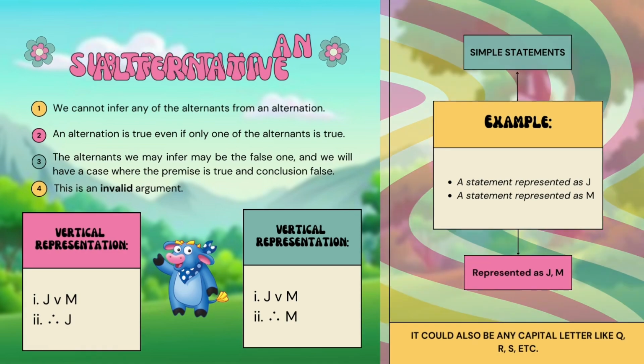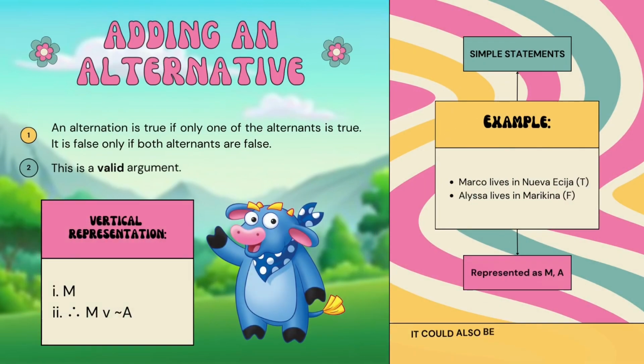Moving on, suppose you know that the statement Marco lives in Nueva Ecija is true and is represented by the capital letter M. Moreover, you know that the statement Eliza lives in Marikina is false and is represented by the capital letter A. With this, we can still form a valid argument like this. The first premise is M, and the conclusion is therefore M or not A. Hence, this valid argument is called adding an alternative.